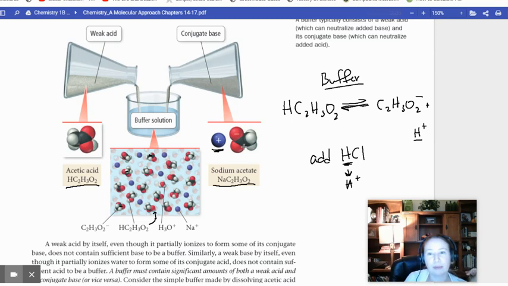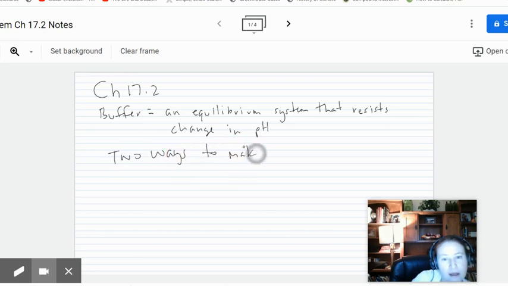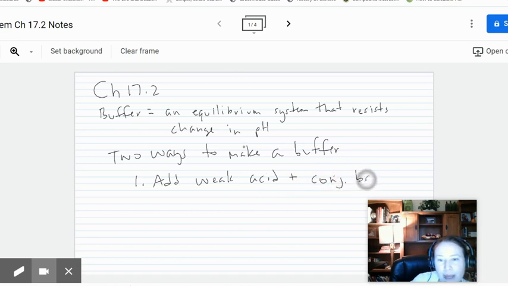Okay, and it's just one example. I said there are 2 ways to make a buffer. Let's write down the first way. 2 ways to make a buffer. Number 1 is to add a weak acid plus its conjugate base, and in parentheses, that conjugate base is the salt. Okay, it's the anion of that.